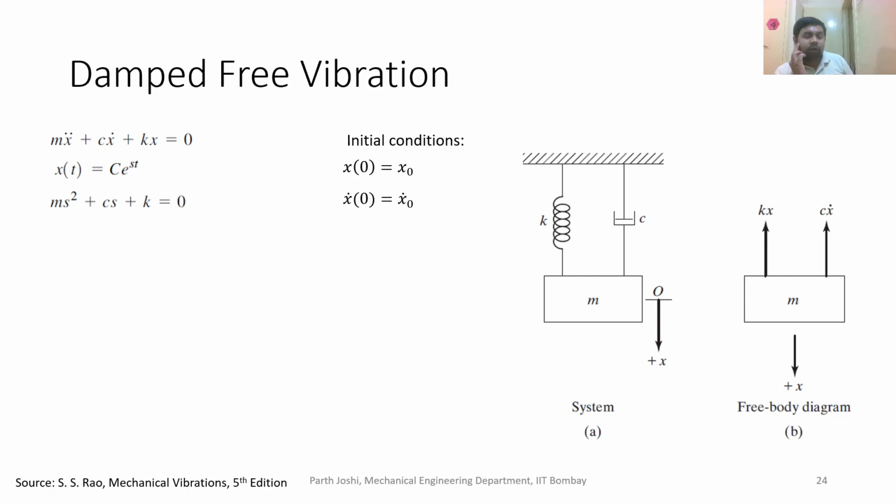Why? Because e to the power st is not 0 for any real value of t, therefore the coefficients should add up to 0. I think most of you would be familiar with this process, and now it's just a simple quadratic equation in s, where s is the exponent in e to the power st. So we can solve for s in terms of the mass, stiffness, and damping characteristics.